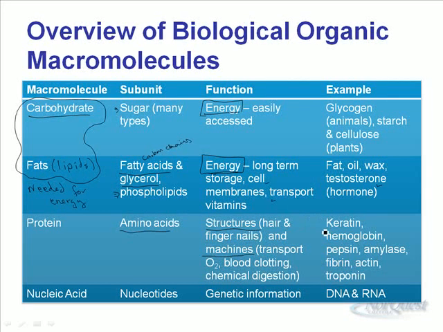Some example protein molecules: keratin. This is what your hair and fingernails are made of. Hemoglobin. We all know that's in our blood. Pepsin and amylase are digestive enzymes. Fibrin is used in blood clotting. And actin and troponin are actually proteins in muscle contraction.